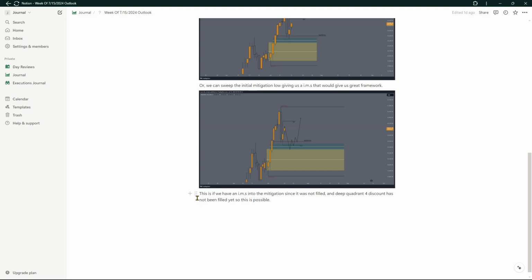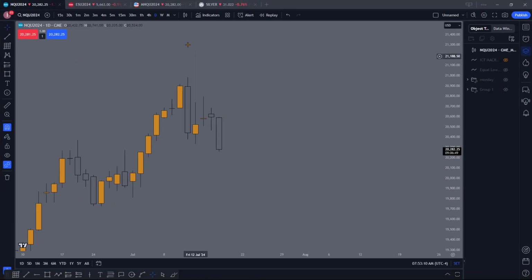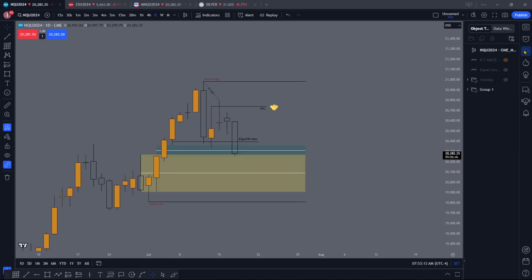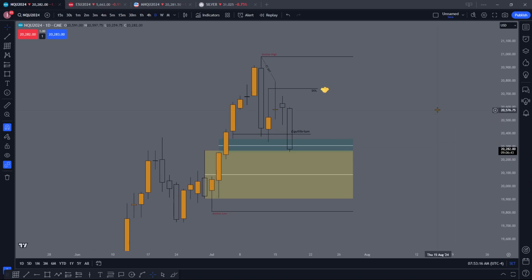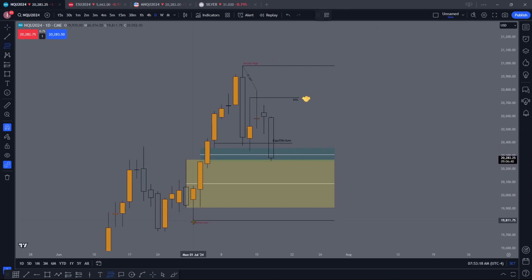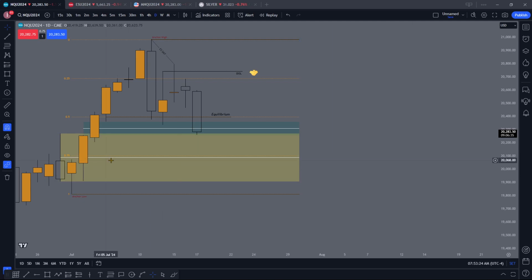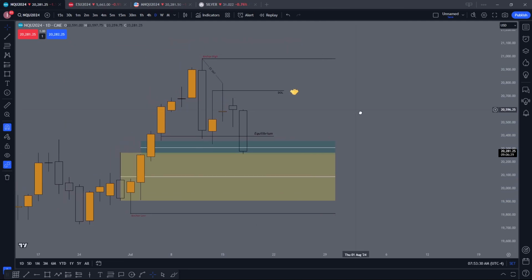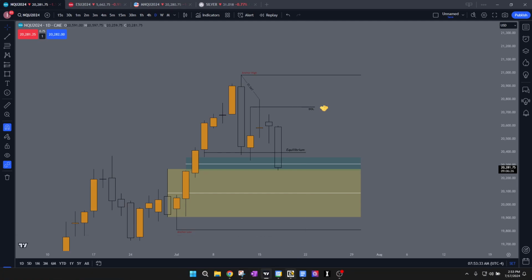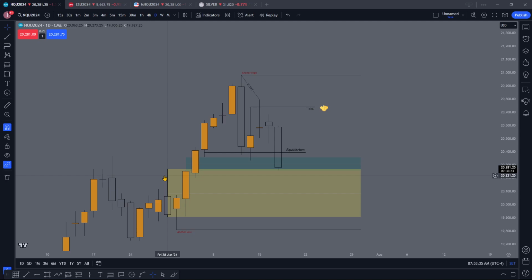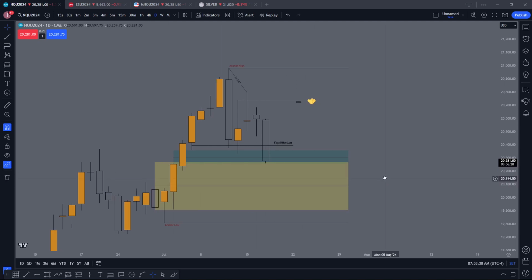Okay, so we have an IMS into the mitigation since it was not filled. A deep quarter 4 discount has not been yet filled, so yet this is possible. What I mean by a deep quarter 4 discount is if we go on to the chart here, hide this, and show it. If I measure the mitigation range discount, it would be this quadrant here, which is pretty deep into the mitigation. However, as I mentioned, I would have liked to see the mitigation filled, which is this here. That's what we got today.